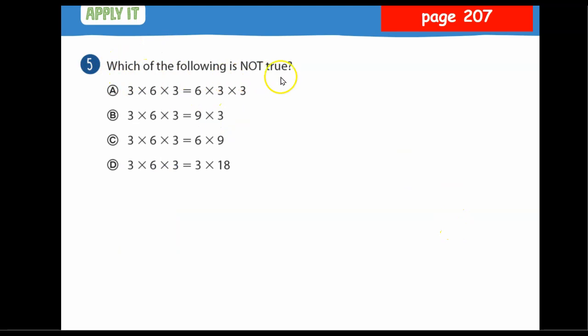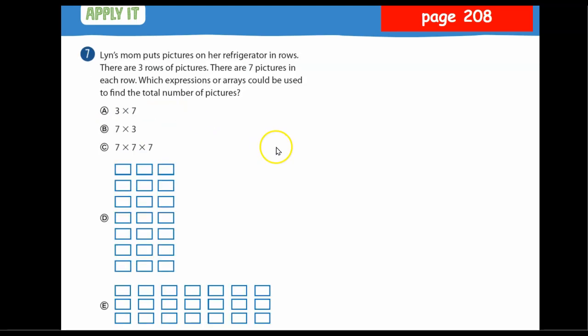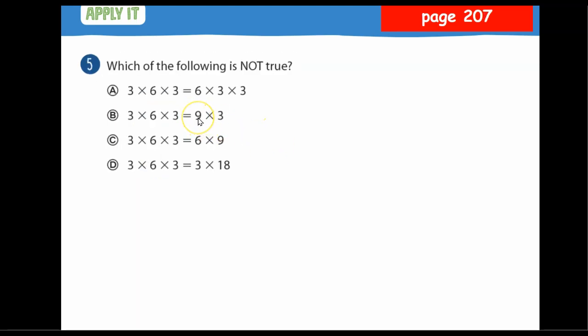So which of the following is not true? Okay, is A true? Are the same numbers on the right the same as the numbers on the left? Yeah, that's true. How about B? 3 times 3 would be 9, which is this one. But the 6 should be in place of the 3. So to answer the question, which of the following is not true? It would be B.